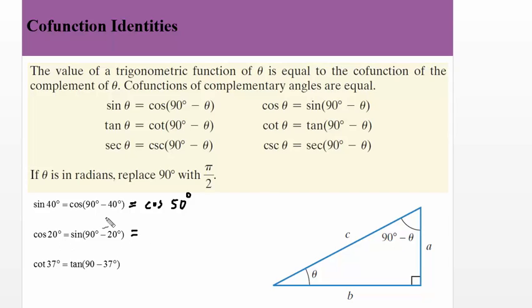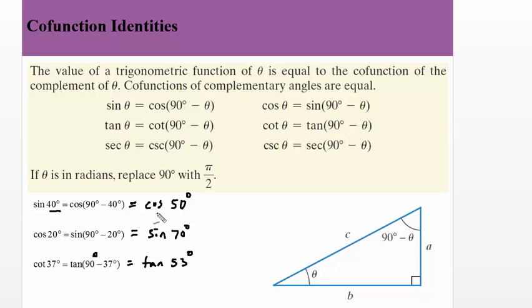And then the cosine of 20 degrees here is equal to the sine of 90 minus 20 degrees, or the sine of 70 degrees. Cosine 20 equals sine 70. The cotangent of 37 degrees is equal to the tangent of 90 degrees minus 37 degrees, so that would be the tangent of 53 degrees.